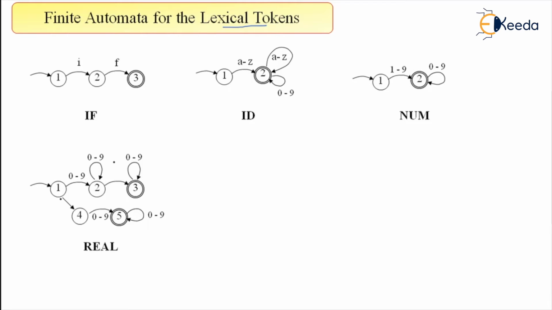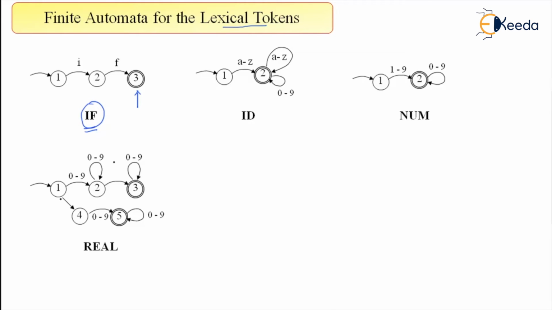So if you want to lexically recognize the keyword if, you must have a state that does a transition from 1 to 2 on input I and then F. And once you are here, you can determine that this is the token if.